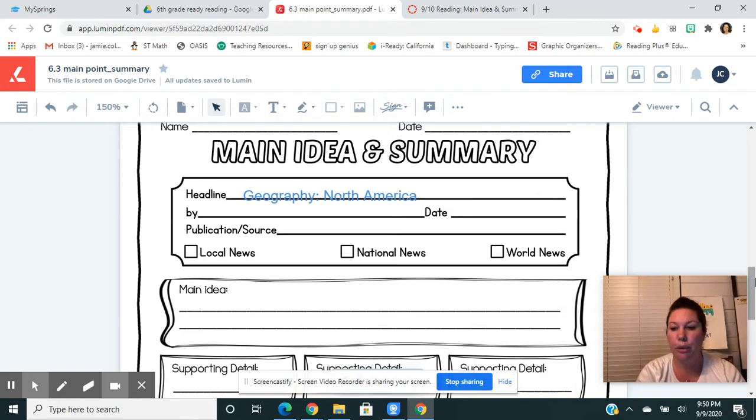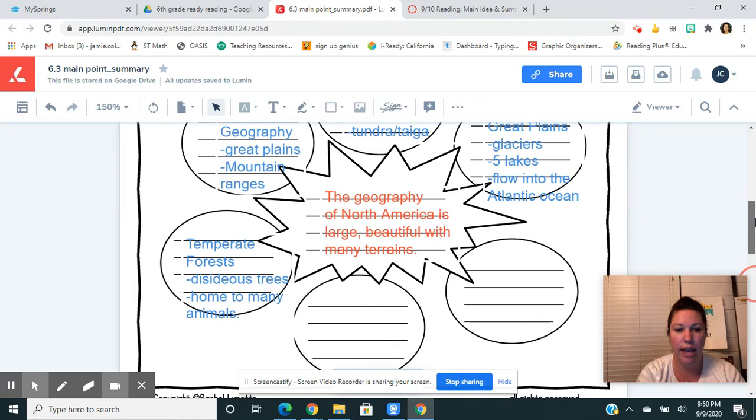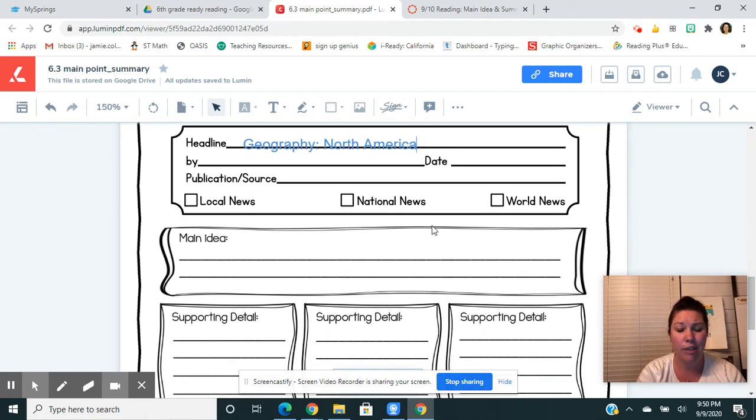Okay, so we're going to go back up to our main idea, which we already did here, and that is the geography of North America is large, beautiful, with many terrains. So I'm just going to rewrite that here because it is perfect. It doesn't have to be a whole bunch of sentences. It could just be one or two, depending on how much you want to say.